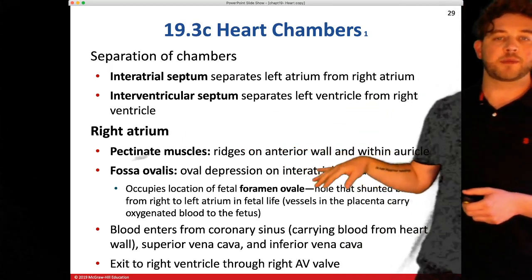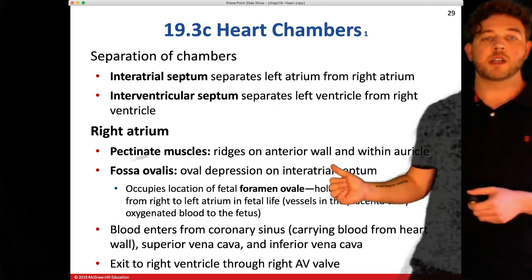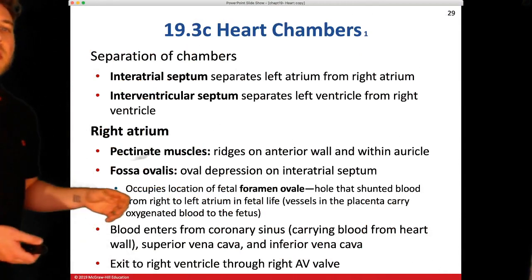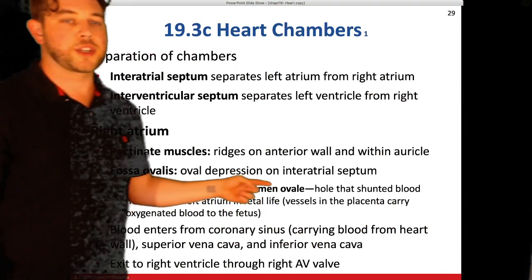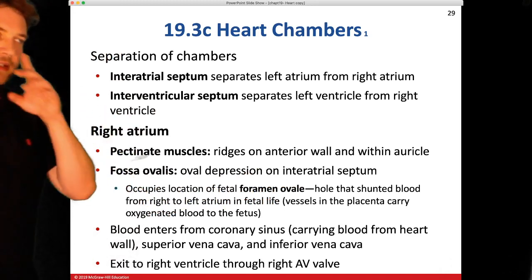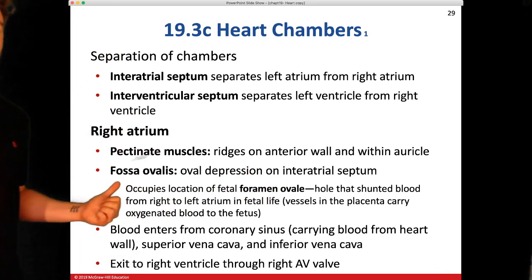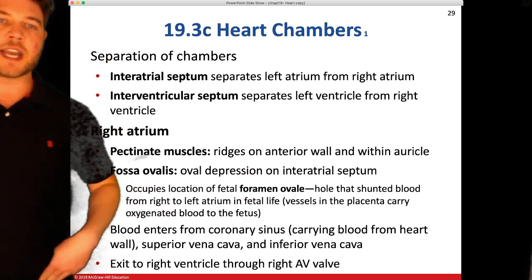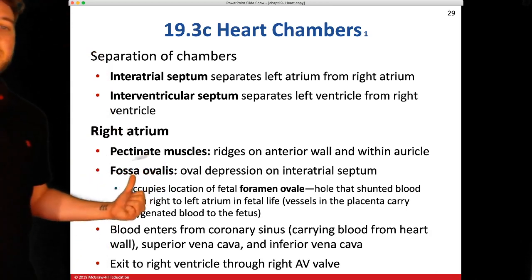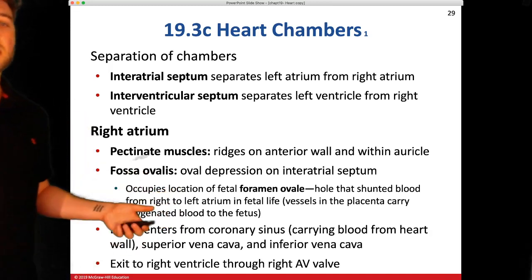Your right atrium, just a little bit more specific features of that. You have your pectinate muscles, which are the ridges on the anterior wall and within the auricle, which is a little flap that covers the outside of the heart. You have your fossa ovalis, which is an oval depression on the interatrial septum. If you remember from chapters 7, 8, 9, skeletal stuff in 168, a fossa is a flattened portion of your bone. You have your temporal fossa, you have your iliac fossa on your hip, and then ovalis, meaning oval. So it's an oval depression, an oval flat spot on the interatrial septum on the right side.